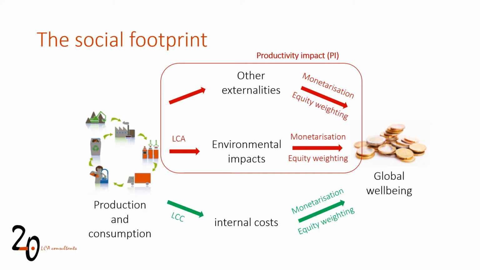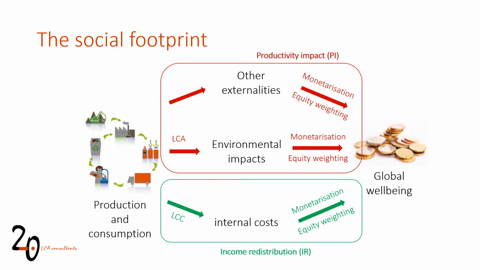But also through production and consumption, we also induce positive effects on well-being, since we are inducing monetary transactions between different groups in society. So that's a literal redistribution of wealth. And this is what we call the income redistribution. And in the end, the social footprint is the difference between the productivity impact and the income redistribution.